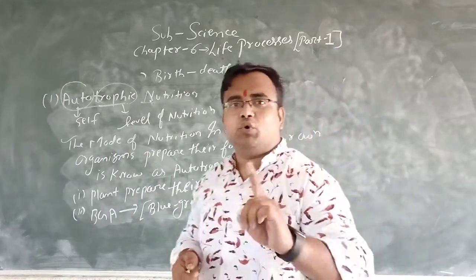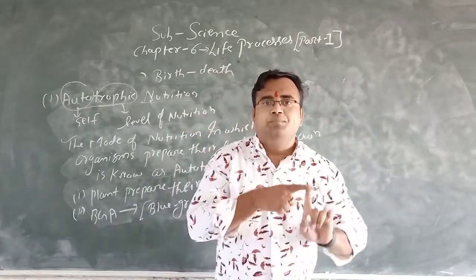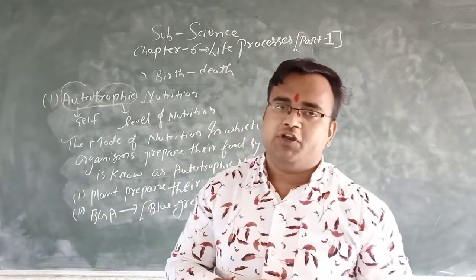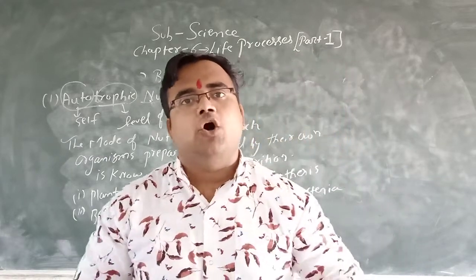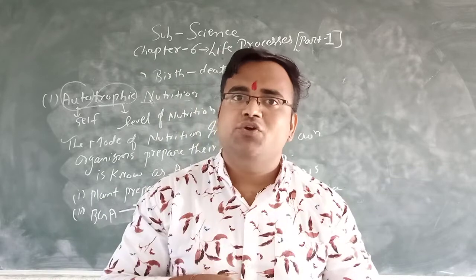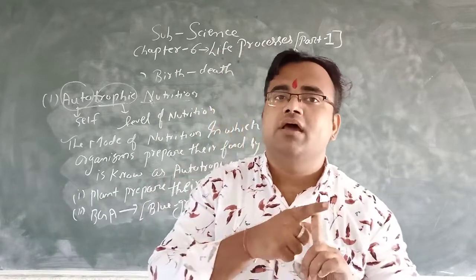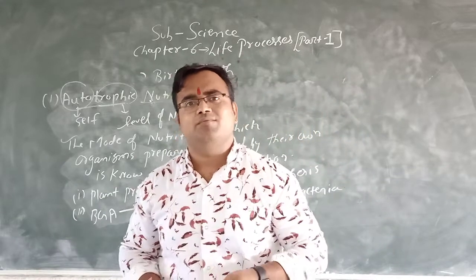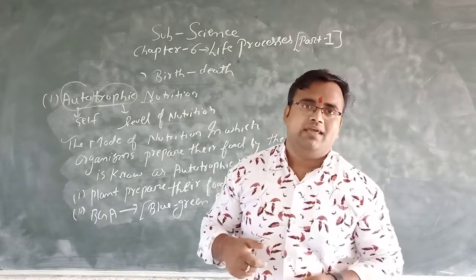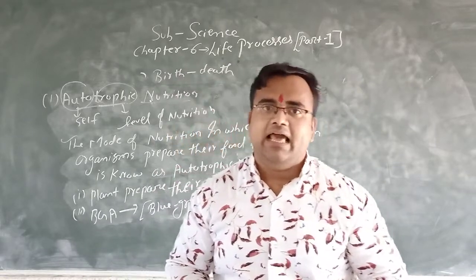For 1 mark, if the question asks you to explain or define autotrophic nutrition, then you will say autotrophic nutrition is a mode of nutrition in which plants or organisms prepare their food on their own. Example, plants and blue green algae. Clear?